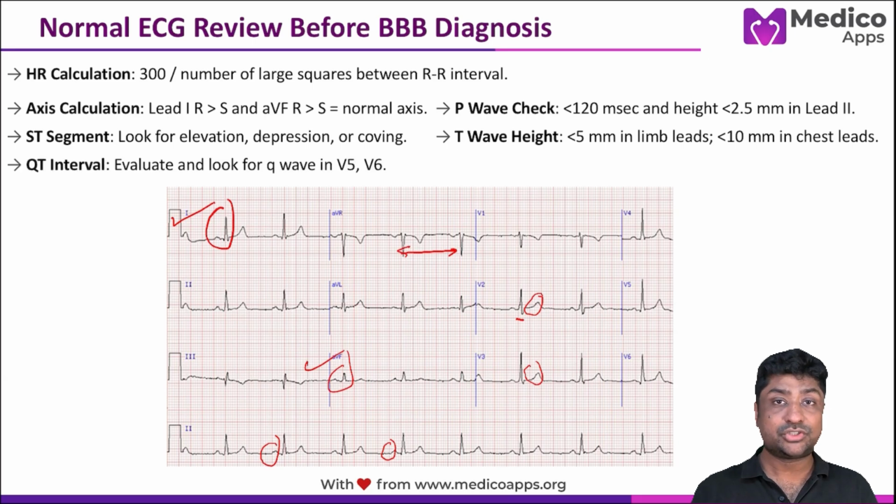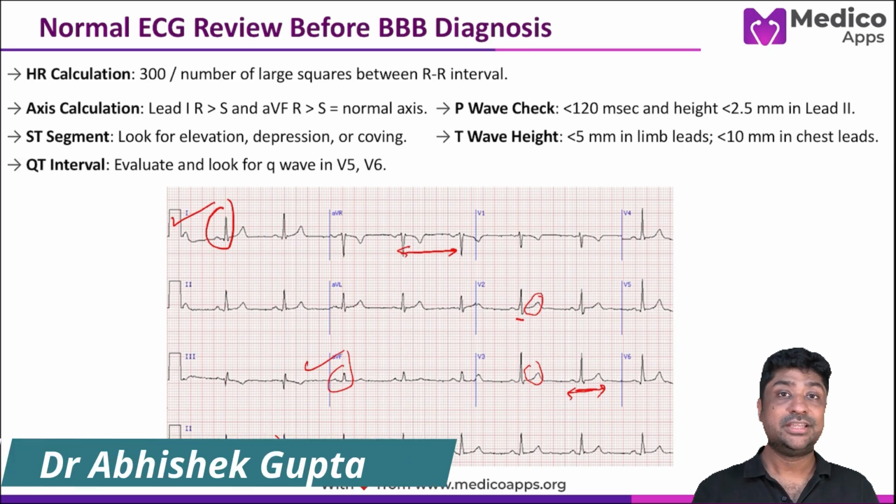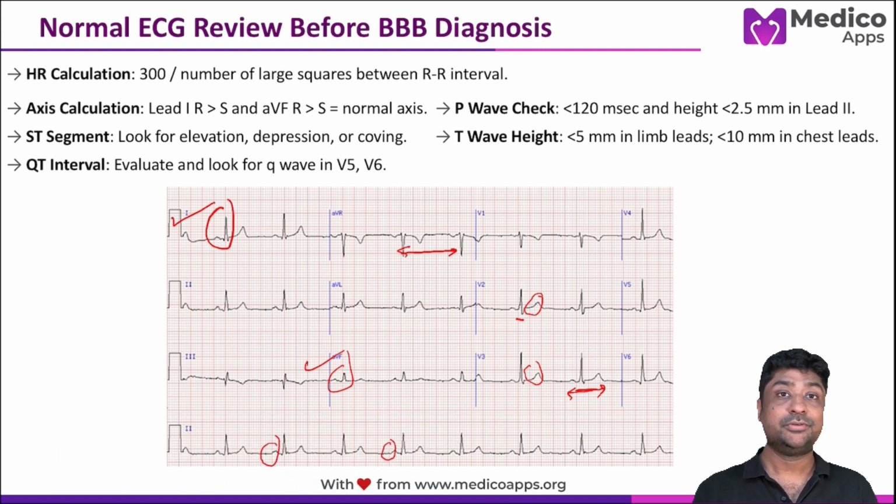Let's also evaluate the QT interval. This interval should be measured and compared against normal for the patient's age and heart rate. Also, keep an eye out for the presence of a Q wave in leads V5 and V6. This could indicate previous infarction.